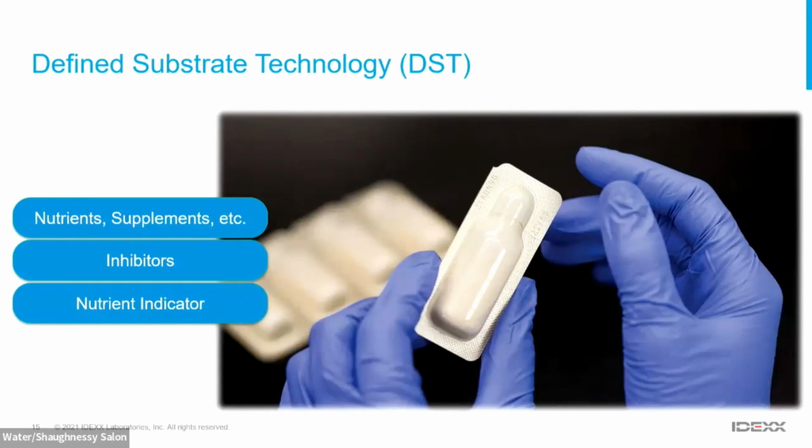Next, we have inhibitors, and these are there to prevent any kind of other bacteria or other organisms that might be in that water from interfering with the test and preventing it from working correctly. And then finally, we have the nutrient indicator. And this is the part of the reagent that is going to be able to tell us whether or not our target bacteria are present in the sample.